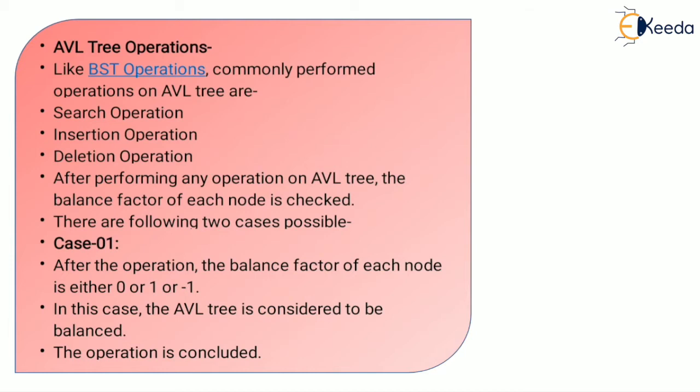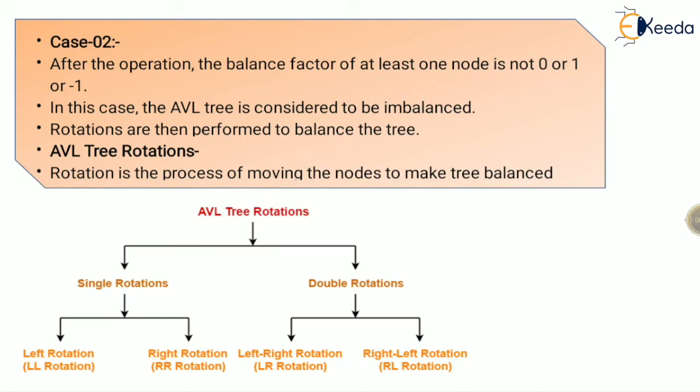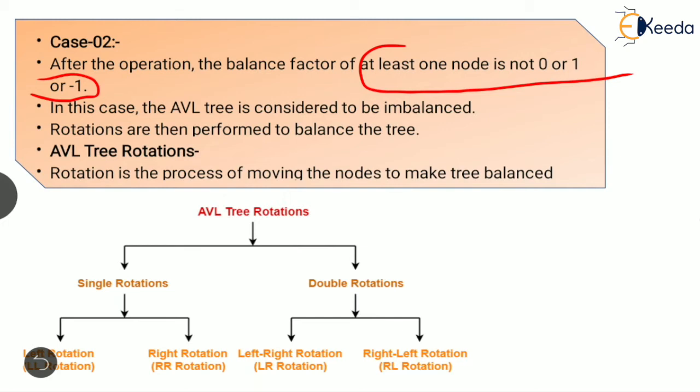The operation is concluded. Now in case 2, after the operation, the balance factor of at least one node is not 0, 1 or minus 1. In this case, the AVL tree is considered to be imbalanced. Why? Because the balance factor of at least one node is not 0, 1 or minus 1. So here, just consider that a key is not in this category; case 2 is this.